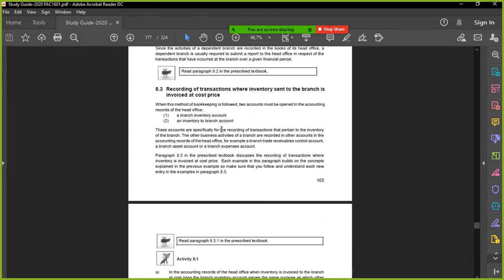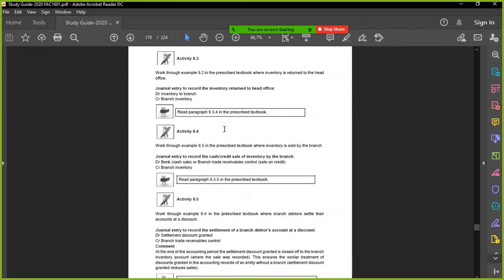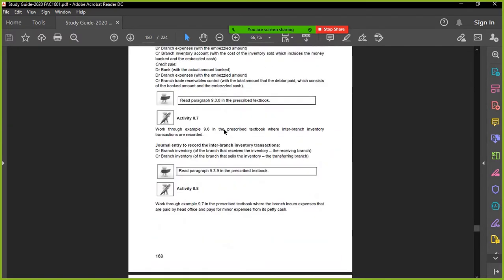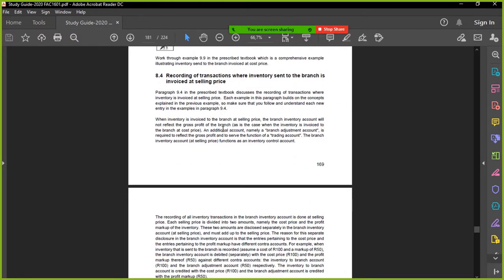Right, recording transactions where inventory is sent to the branch. Okay, there we go. They've given you a few examples here. All right, let's see if they've given you some workings for it. No, they haven't. Okay, recording transactions where inventory is sent to the branch is invoiced at selling price. If it's invoiced at selling price, you're just going to record it as is. Right, so in other words, what are we sending to the branch and how much is the selling price? I don't need to do any cost price calculation. The cost price calculation will only be necessary if I'm going to be looking at the cost of that particular item, based on its selling price perhaps.